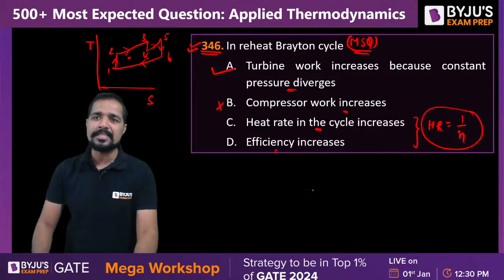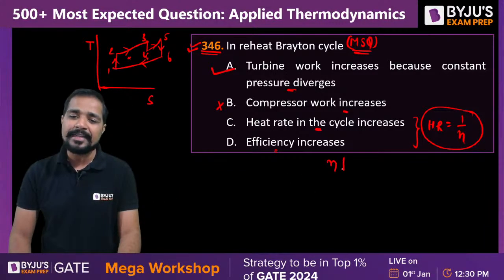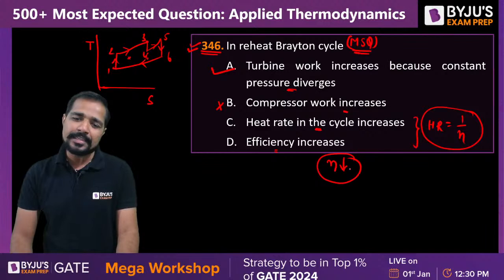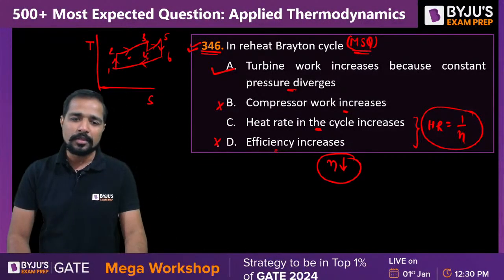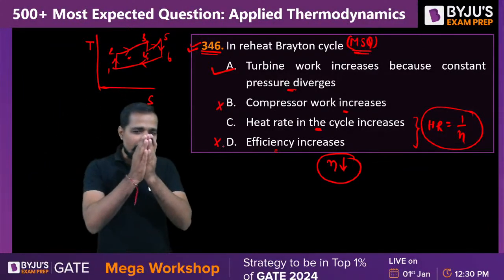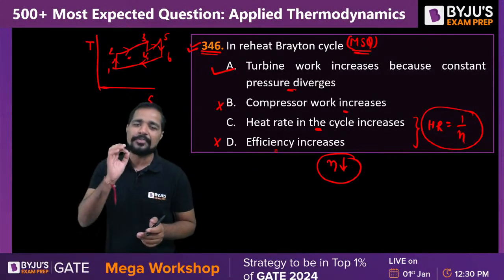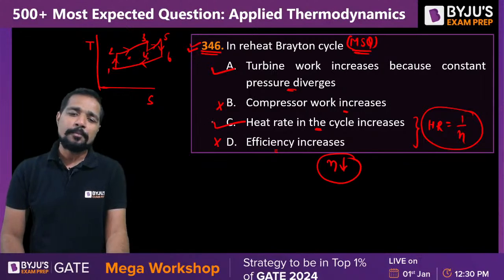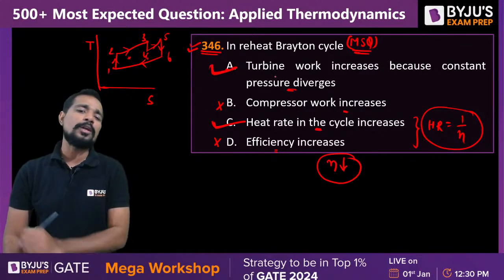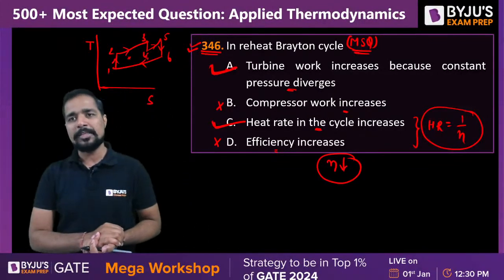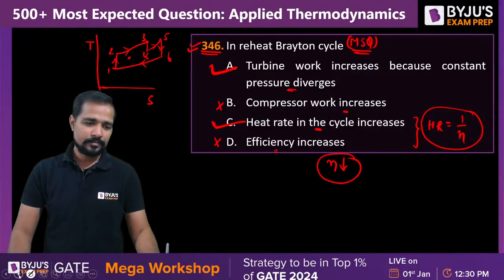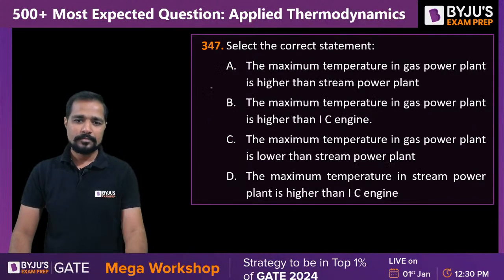What about efficiency? Efficiency decreases, my dear. The efficiency of the Brayton cycle decreases with reheating. So this is absolutely not the correct answer. If the efficiency decreases, then definitely, my dear, heat rate will increase, because heat rate is the reciprocal of the efficiency. Answers A and C will be the correct answer of this question. Absolutely right. Good. Solve the next question.